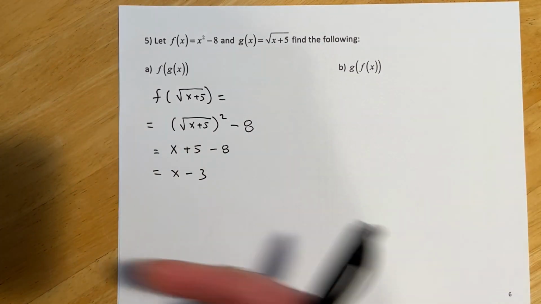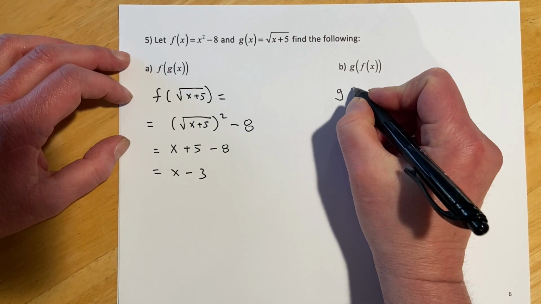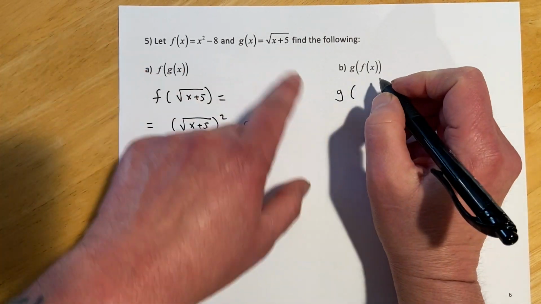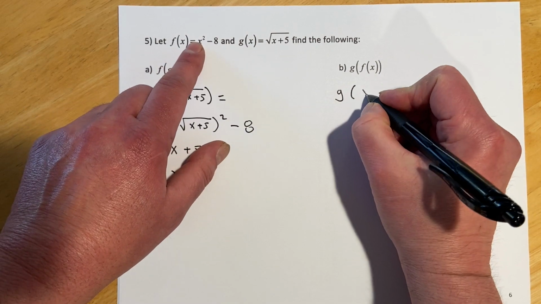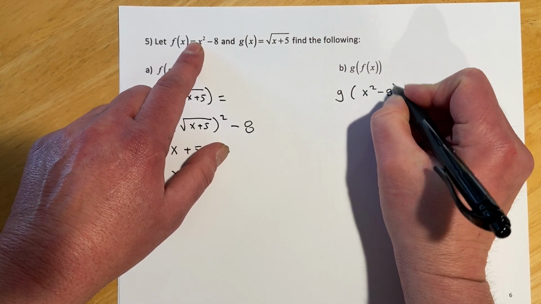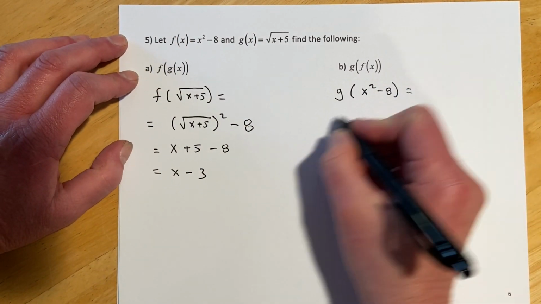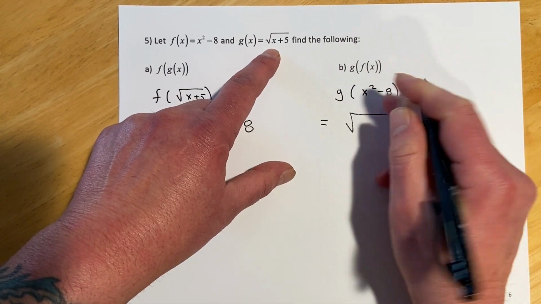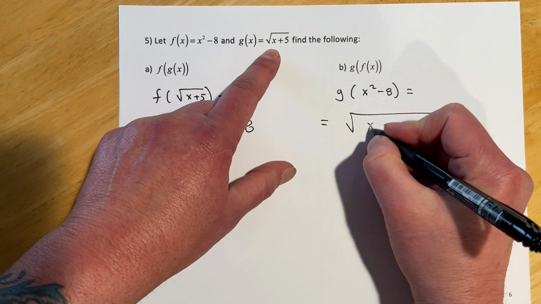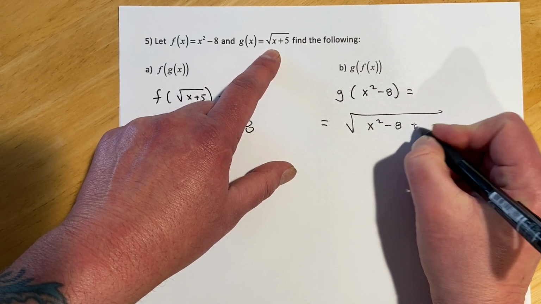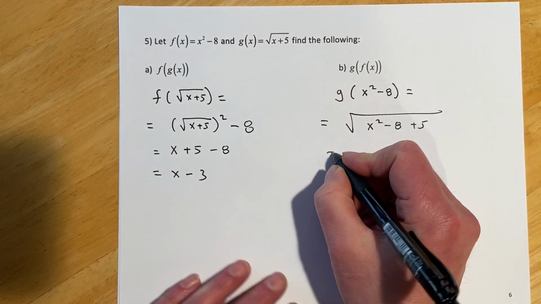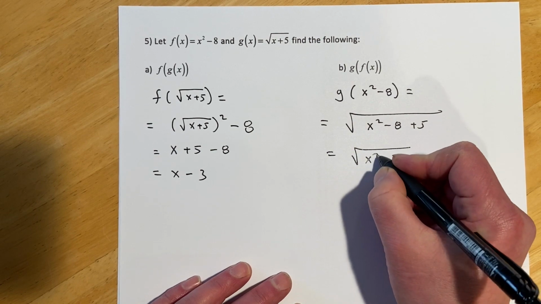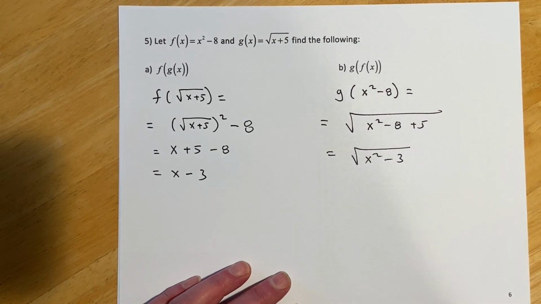Same idea over here, just going the other direction. So now we're going to evaluate g at f. So we're going to evaluate g at x squared minus 8. So that would look like, here's g, so it's a root. This is going in for the x, and then plus 5, and then just those couple like terms. So x squared and minus 3.